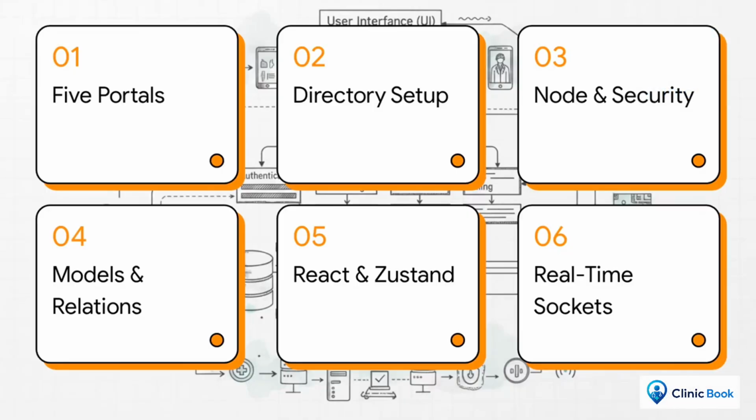Okay. Let's take a quick look at the roadmap. We'll start with our macro multi-tenant vision, go over the directory structure, secure the node server, map our Mongoose relationships, talk React, Tailwind, and Zustand, and finally, look at the real-time sockets.